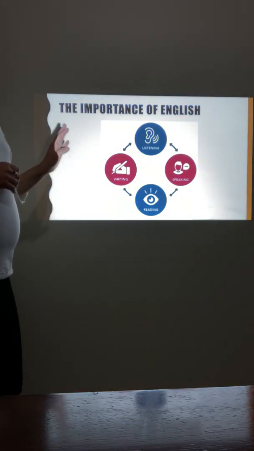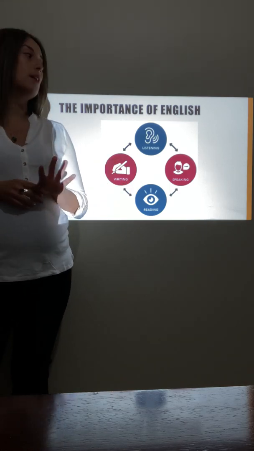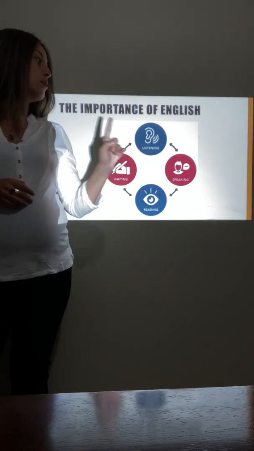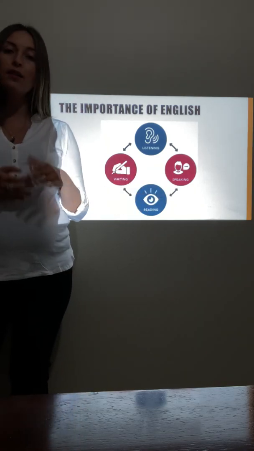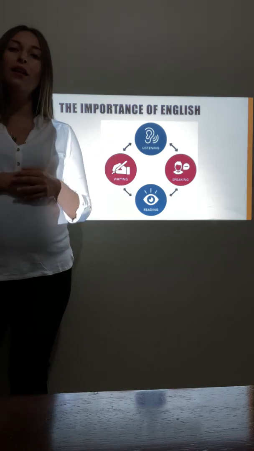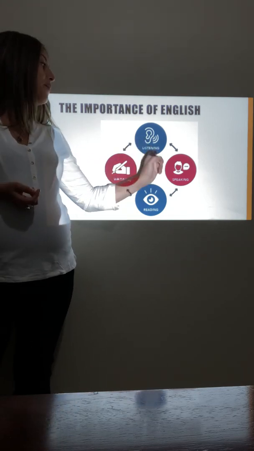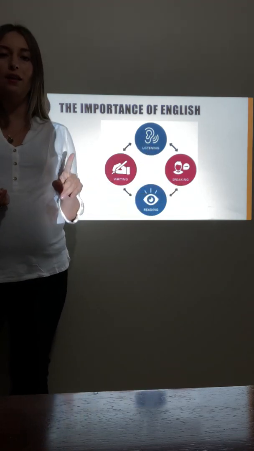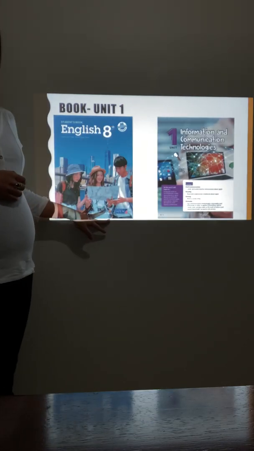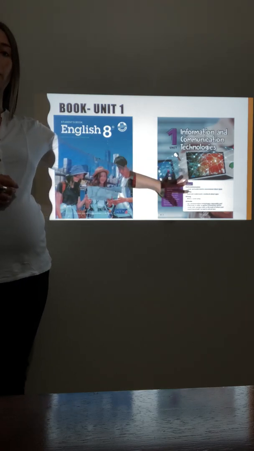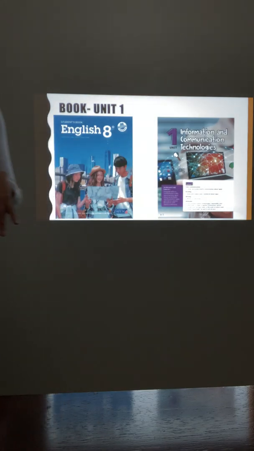It is important that you remember that in English we must develop 4 main skills. We have to listen in English, we have to speak in English, we have to read in English, and also we have to write in English. Through the worksheets that I have sent you, we develop in every worksheet 1 skill. And these are also based in your book and in the unit number 1. Okay, this is your book and this is the unit that we are working.